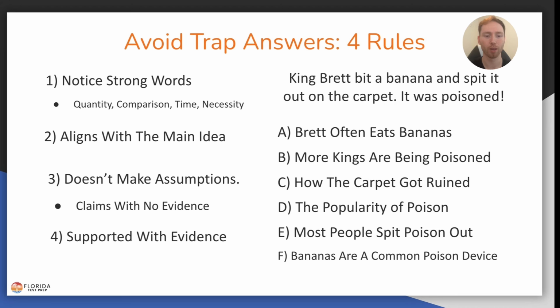Rule number 4. Make sure your answer, the one that you choose, is supported with evidence from the passage. You should be able to go back into the passage and find where it supports the answer. If you can't, that means the answer is wrong. In this case, we can look at G. The king was almost poisoned. A king was almost poisoned. He took a bite of a poisoned banana and he spit it out. Therefore, I can find evidence in the passage that supports G as the correct answer for this question.